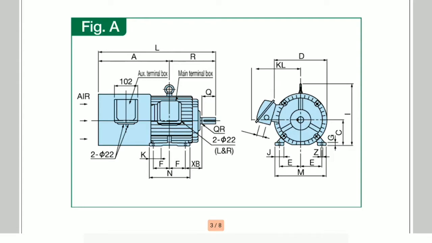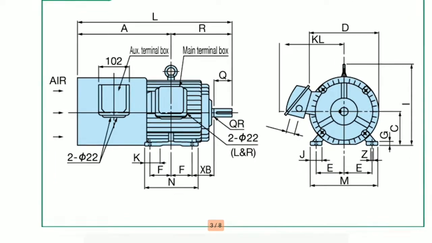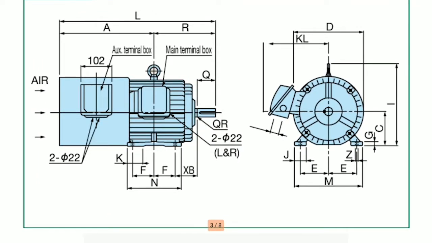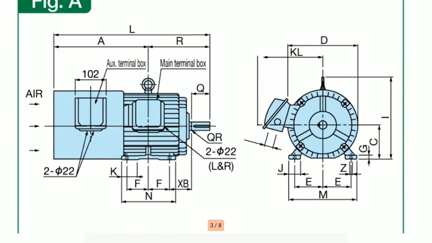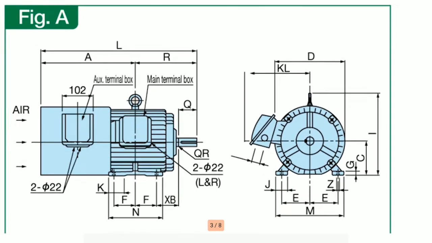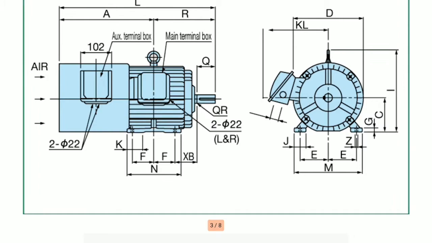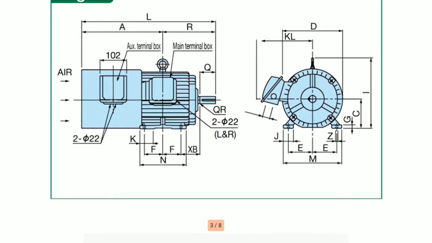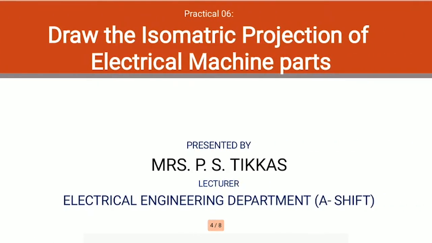So these are the machine parts. It has a number of parts: this is the terminal box, this is the main terminal box, this is the auxiliary terminal box, that means an additional terminal box. The first figure is the side view of the machine, and the second figure is the front view of the machine. So you draw all the parts of the machine in your sheet. So this is your practical number 4.